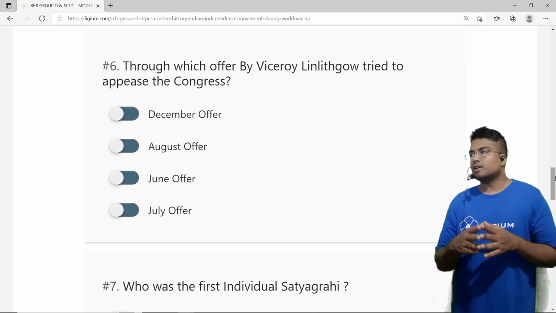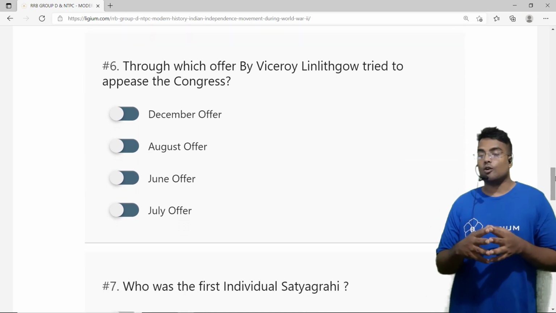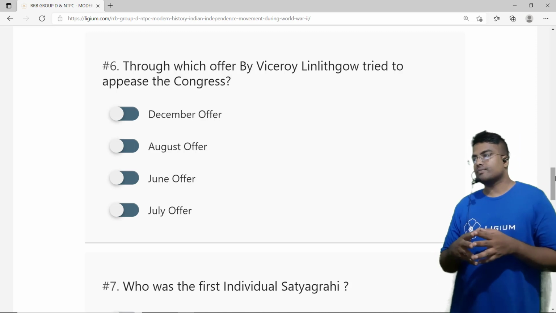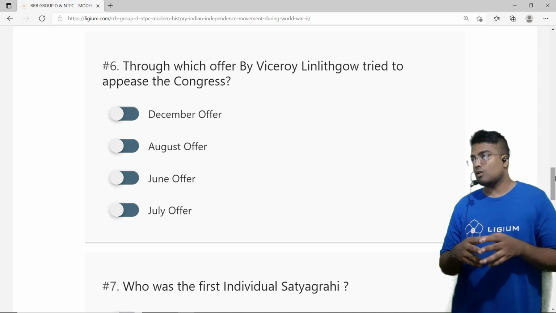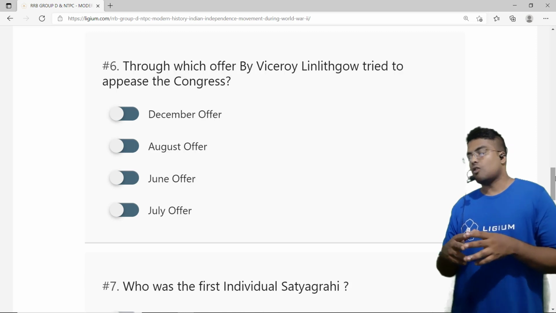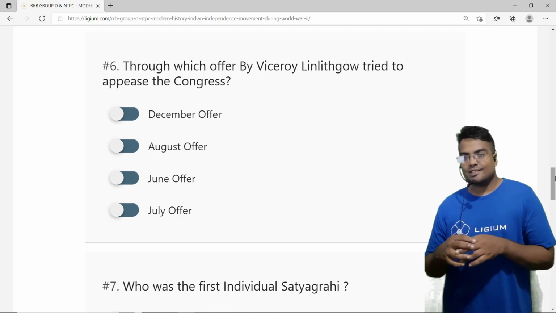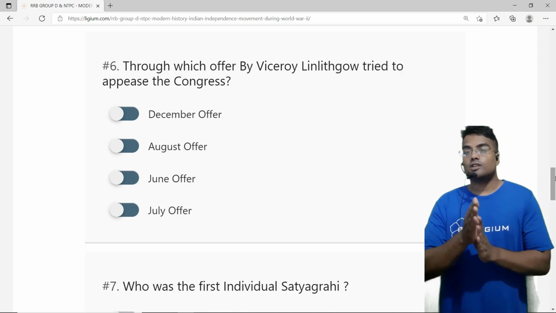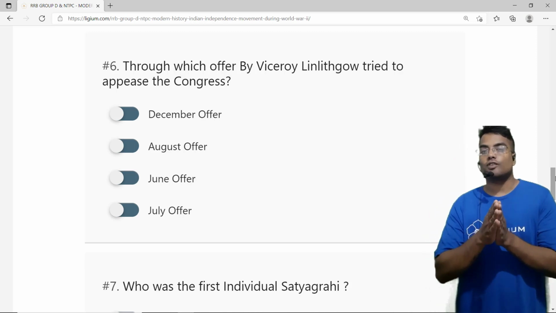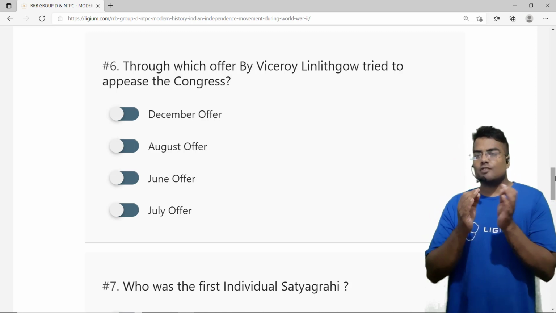Through which offer did Viceroy Linlithgow try to appease the Congress? We have the first option, December offer, the second, August offer, the third, June offer, and the fourth, July offer. The correct answer is the August offer. So what is the August offer? Let me just give you a small perspective.